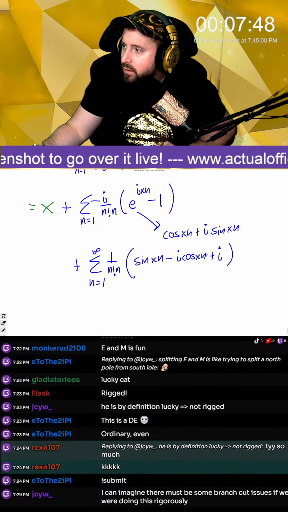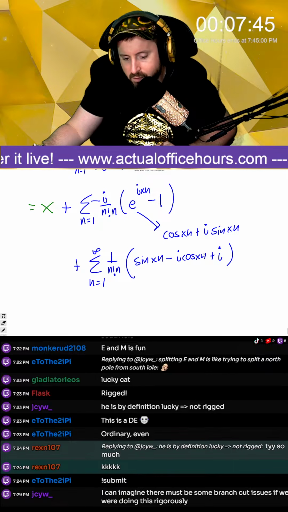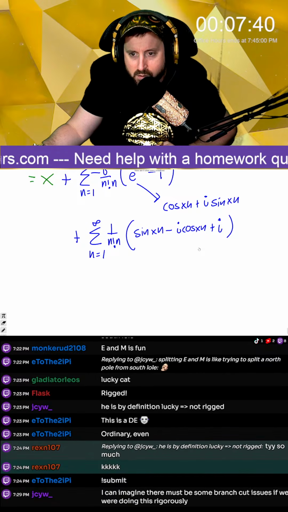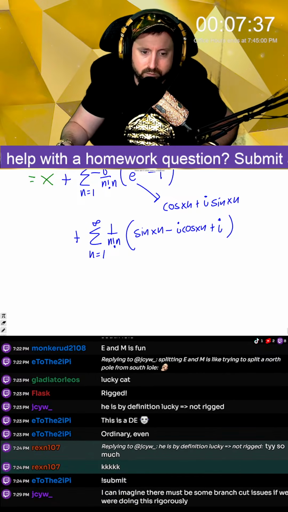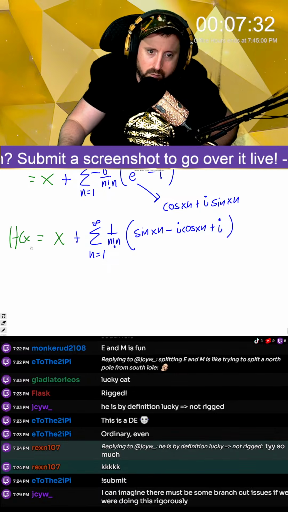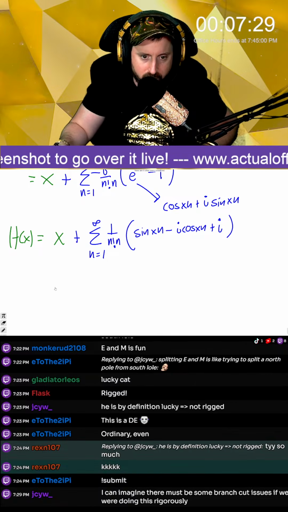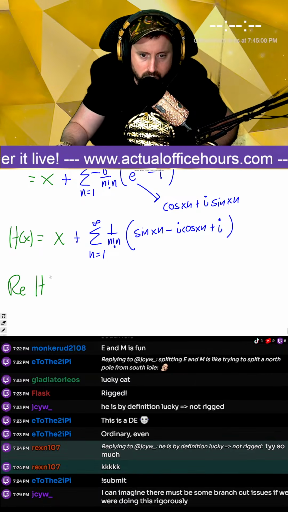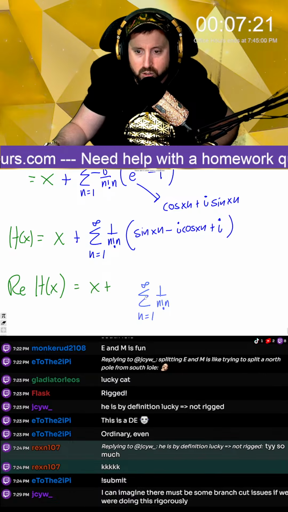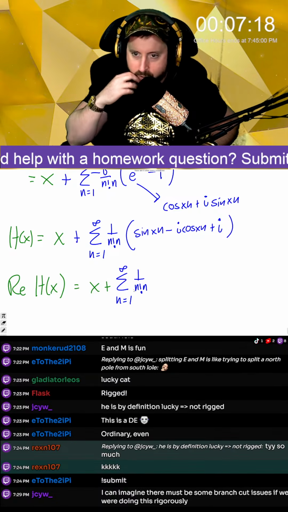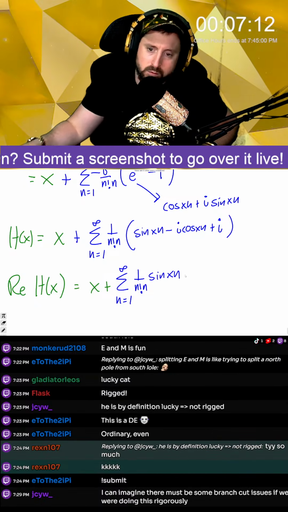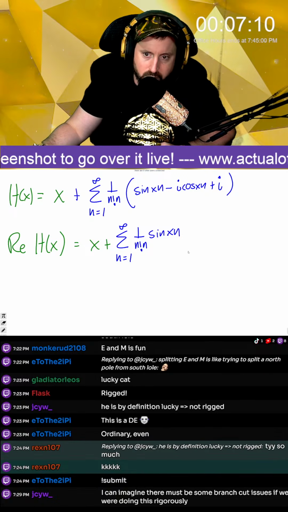Okay, what's next? Okay, so now this is how it ends up relating to the integral we did yesterday. We're going to take the real part of our h of x. Oh, right, because all this is h of x technically. Yeah. Okay. So the real part of h of x is going to equal x plus this summation, and then I'm just going to have sine xn. Yeah. That's the only thing that's left. Okay, cool. And then so that's our closed form solution.